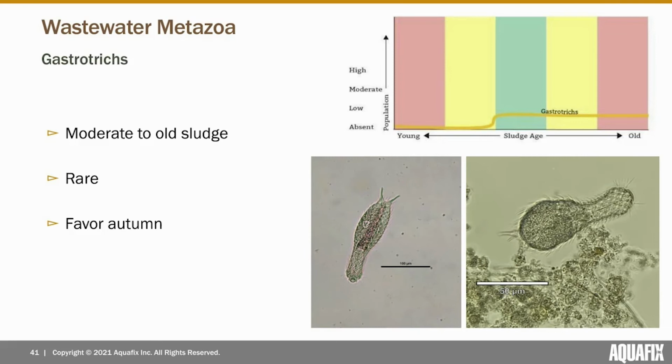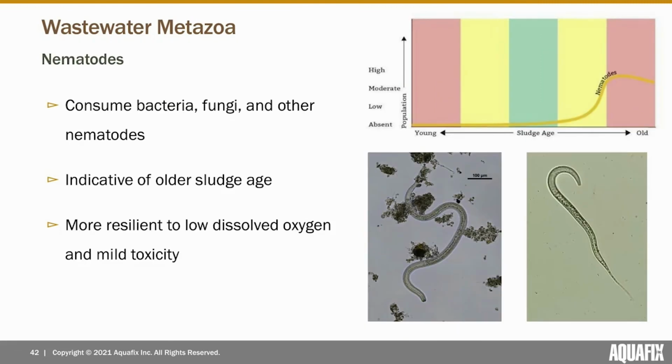Now, let's move on to metazoa that are associated with a high sludge age. Nematodes are a cylindrical-shaped metazoa that feed on bacteria, fungi, and other nematodes. If nematodes are found in a wastewater plant, they're indicative of an old sludge age. They're also more resilient to mild toxicity or low DO than other metazoa.